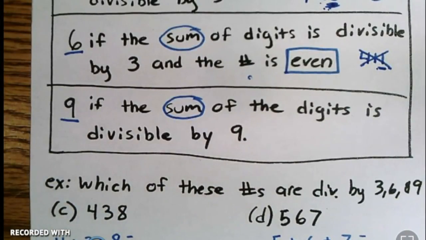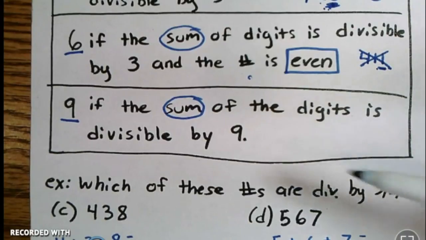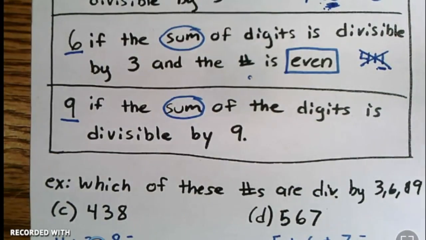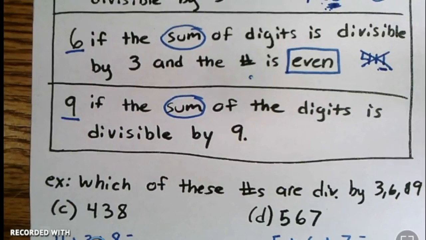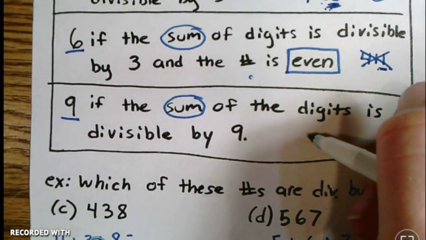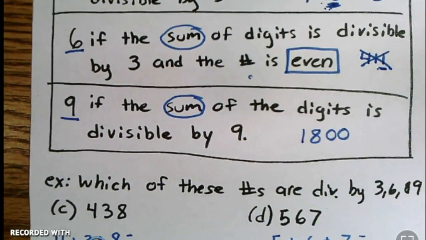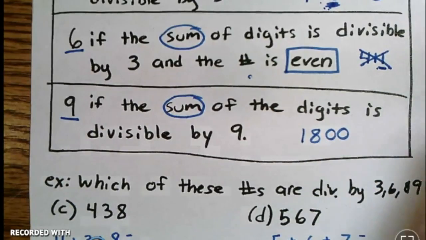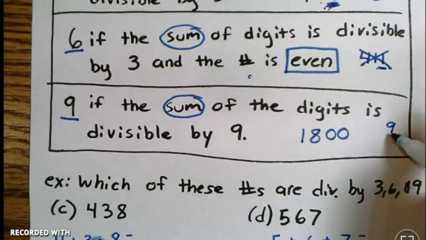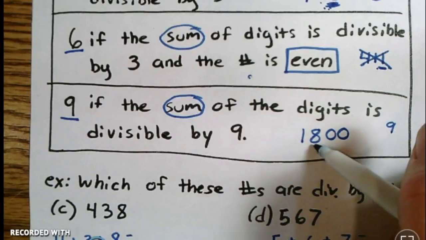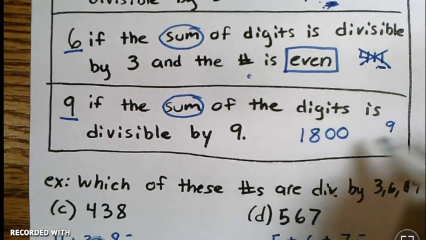Now, what about 9? So a number is divisible by 9 if the sum of the digits is divisible by 9. So if you add up the digits and it's divisible by 9, then you know that this number is divisible by 9. So what would be an example of that? Well, how about 1,800. If I add up those digits, 1 plus 8 plus 0 plus 0 is 9. And 9 is obviously divisible by 9. And so 1,800 is also divisible by 9.